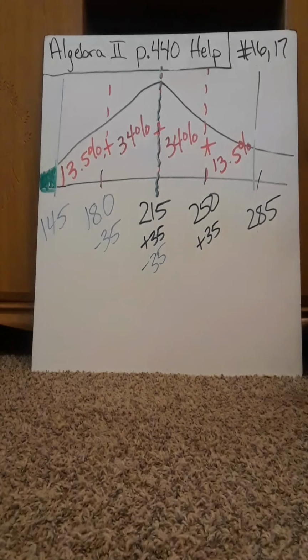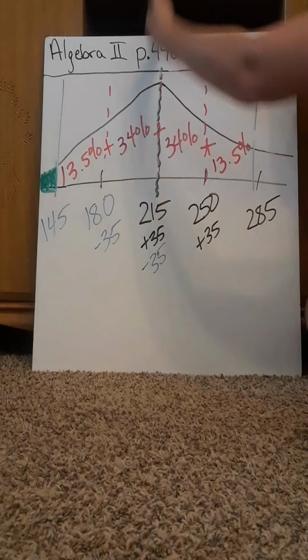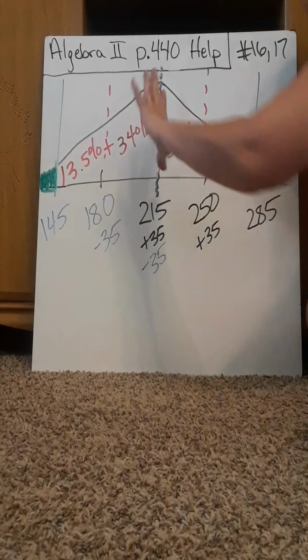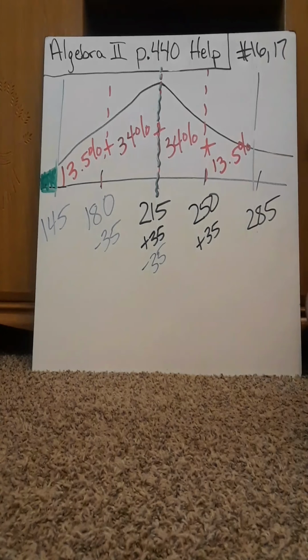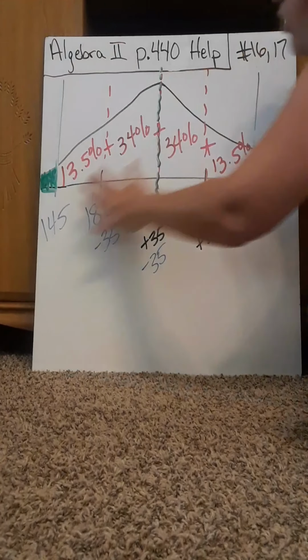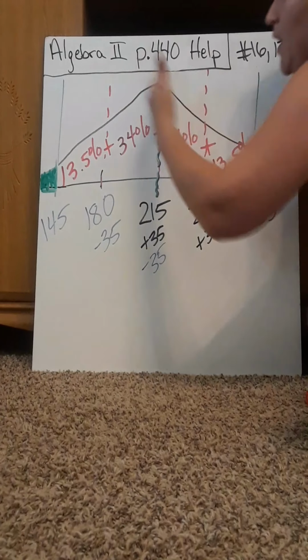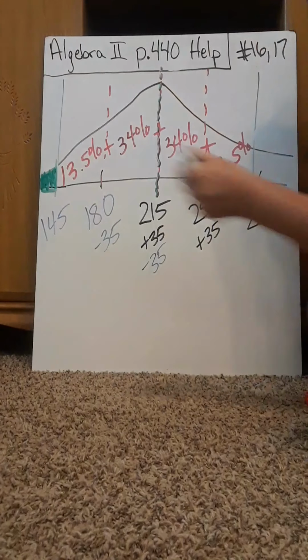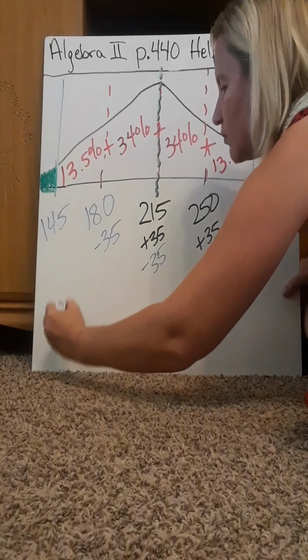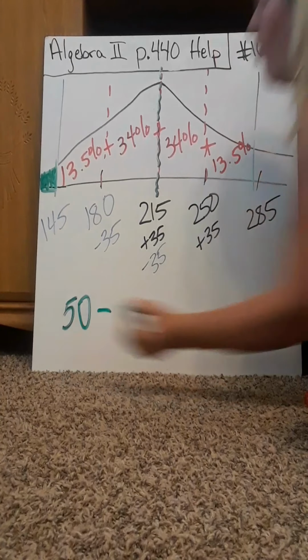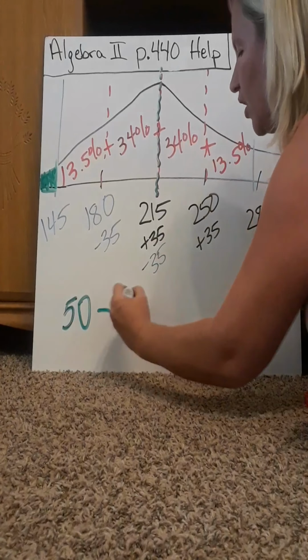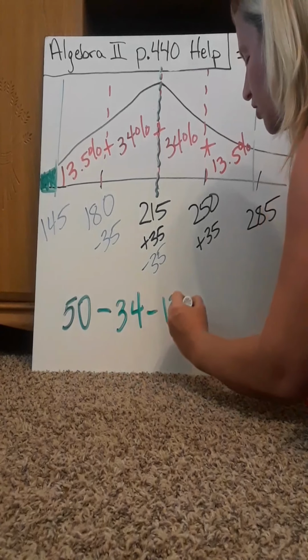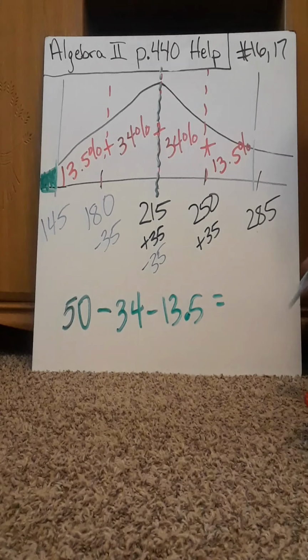I said, okay, think of it this way. Remember that the mean cuts your data in half. 50% of your data is over here, 50% of your data is over here. So we know that all of this whole, from the mean to the left, is going to be 50%. But I don't want to include this 34 and 13.5. So what I'm going to do is subtract that part out that I don't want.